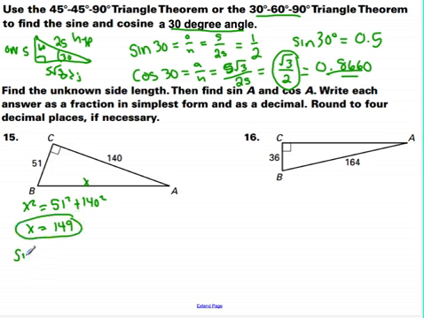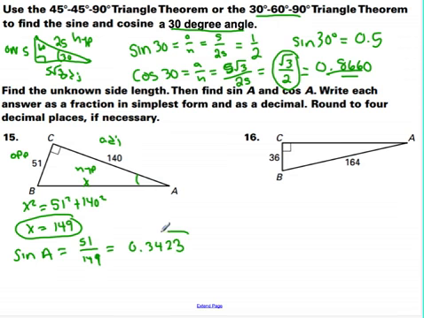Next we'll find the sine of A. From A, this will be the opposite side. This is the adjacent side. And this down here is my hypotenuse. So the sine of A is going to equal the opposite, which is 51, over the hypotenuse, which is 149. As a decimal, that would be 0.3423 to 4 decimal places. So this is the exact, and this is the decimal representation. Maybe I'll just circle this whole thing here.